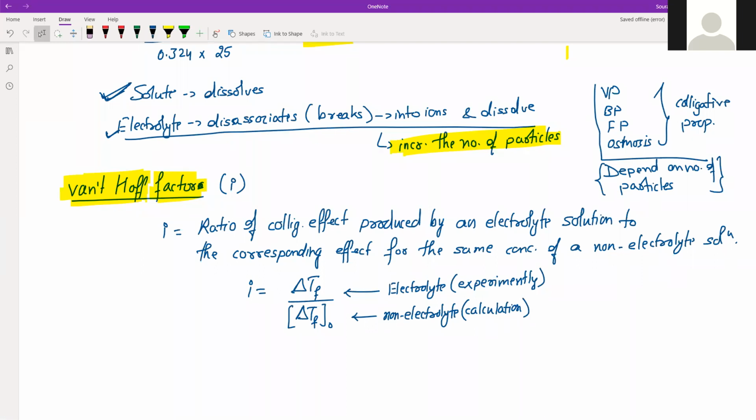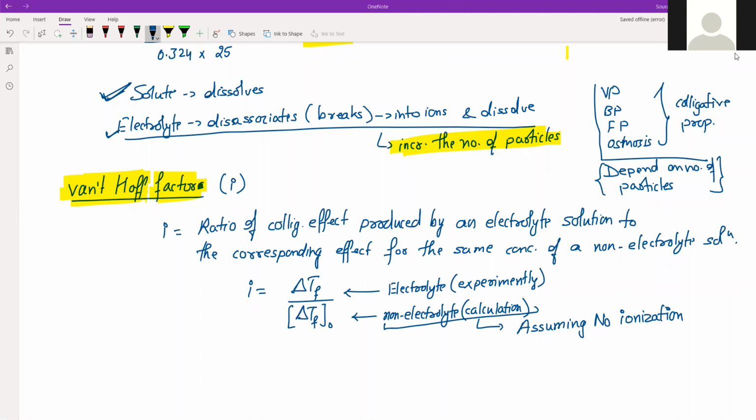Okay, so that is the difference in these two things, or we can say that this delta TF naught is the value of depression of freezing point of electrolyte solution, assuming there is no ionization. Right? So what we are doing in this calculation is assuming that there is no ionization taking place.